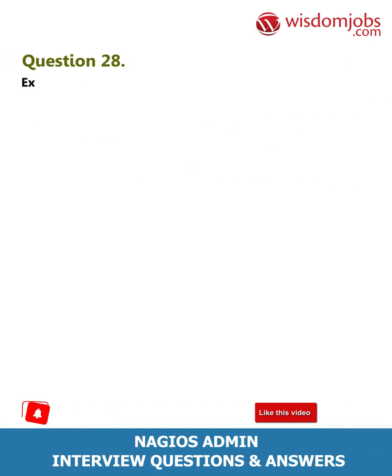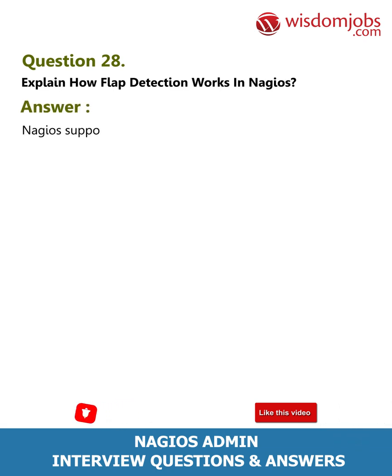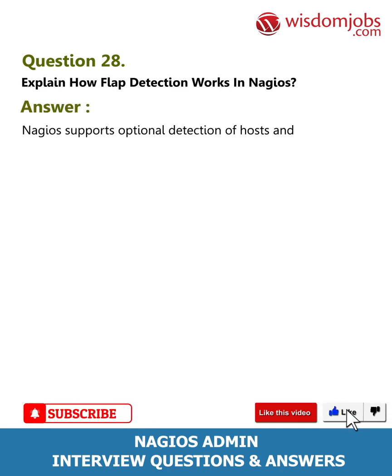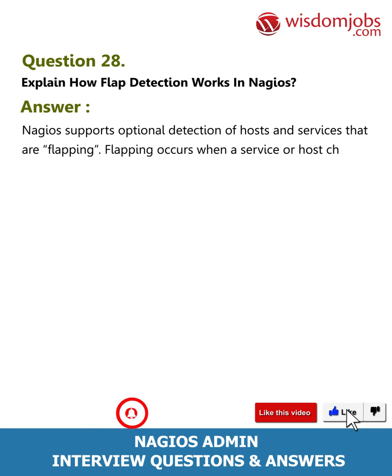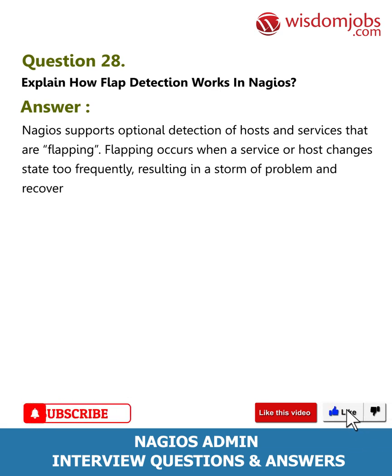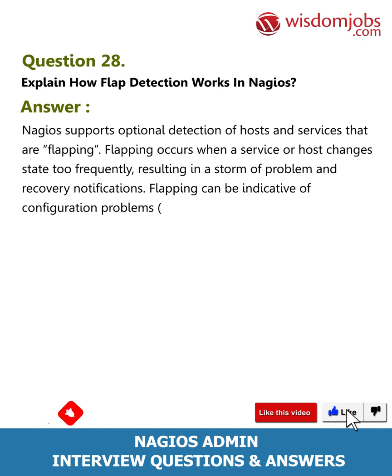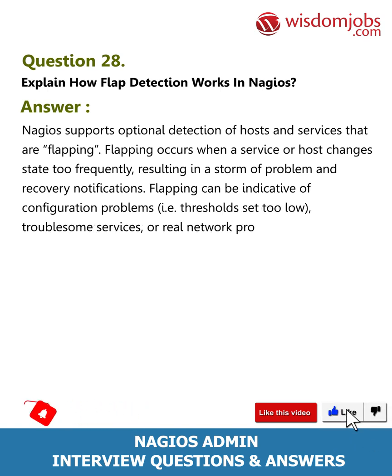Question 28. Explain how flap detection works in Nagios. Answer. Nagios supports optional detection of hosts and services that are flapping. Flapping occurs when a service or host changes state too frequently, resulting in a storm of problem and recovery notifications. Flapping can be indicative of configuration problems, i.e. thresholds set too low, troublesome services, or real network problems.